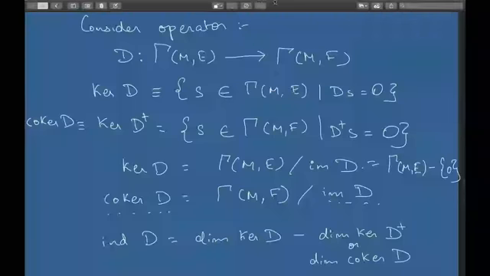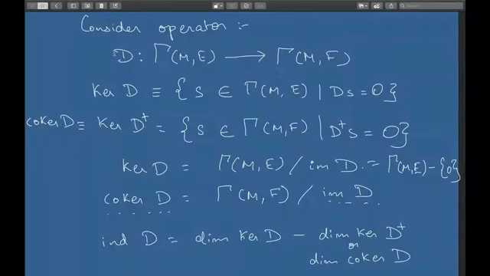So now we chart course for the index theorem. Okay, so this will be the final bit. If we define an operator D such that it takes over from a manifold M and its vector bundle E, and it transforms the vector bundle E in such a way that it becomes gamma M comma F, right? So this vector bundle E changes to F here.